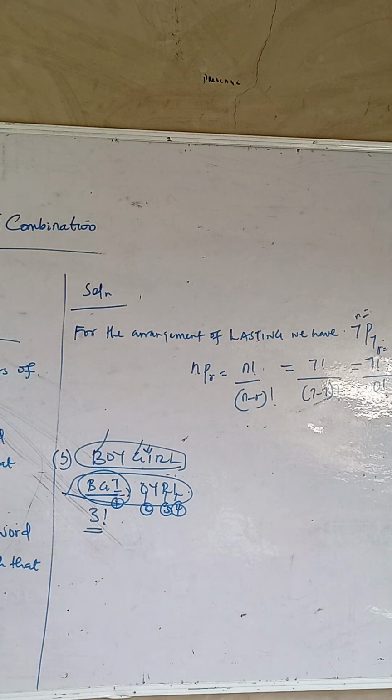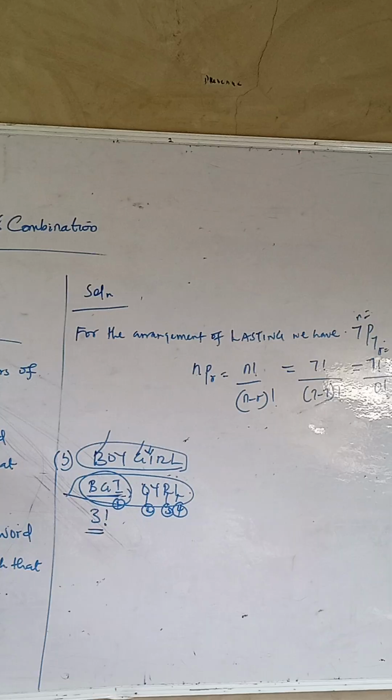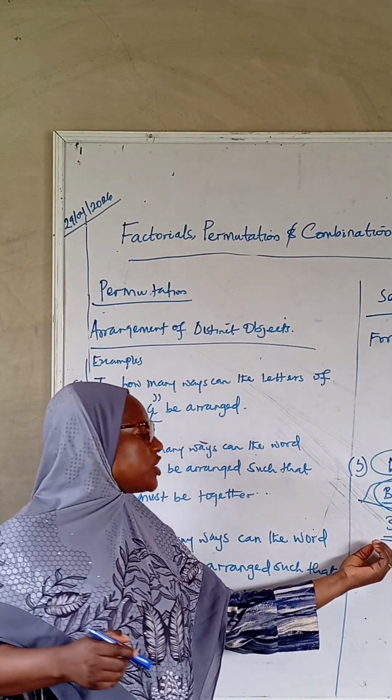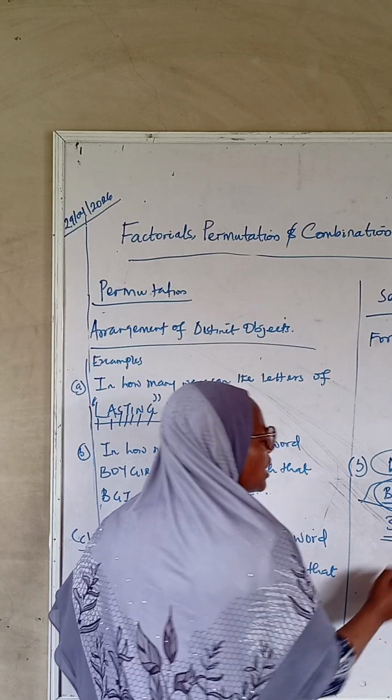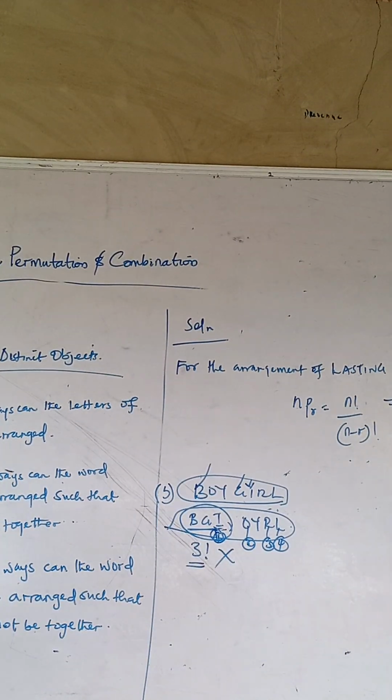Now, when you keep BGI aside, it means that in every arrangement that you want to do, you will be seeing BGI as one letter, because they must be together. You are not separating them again. Anyhow you want to arrange this, BGI must be together. So if you want to put other letters into consideration, when you want to count, after this 3 factorial, you say times. How many letters do you have? 1. The whole of BGI will be 1 letter.